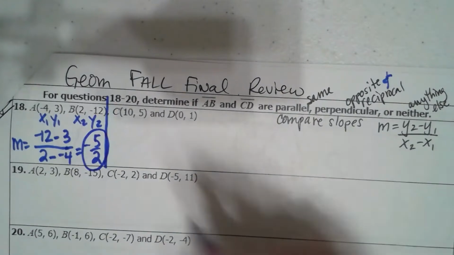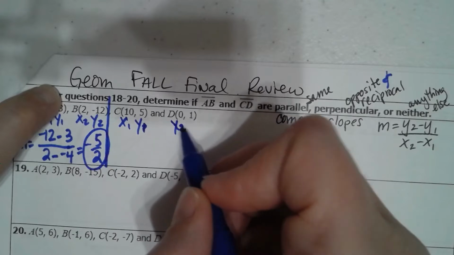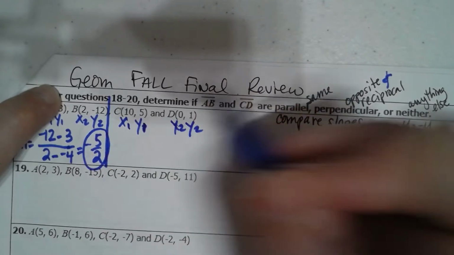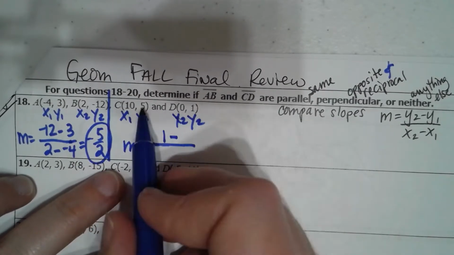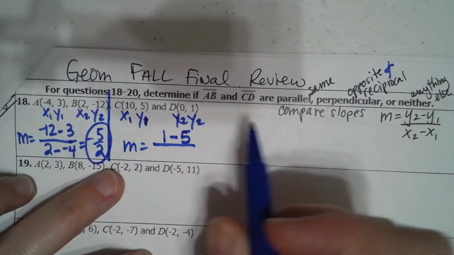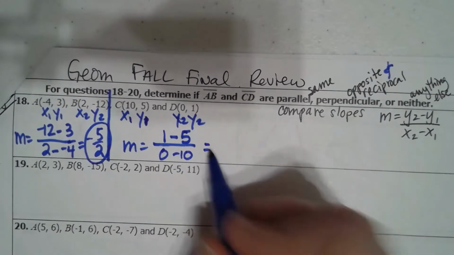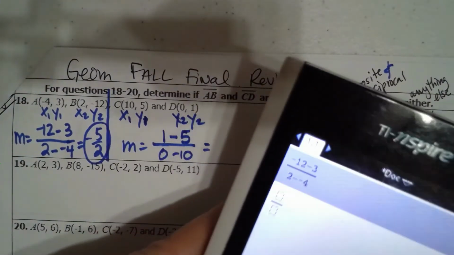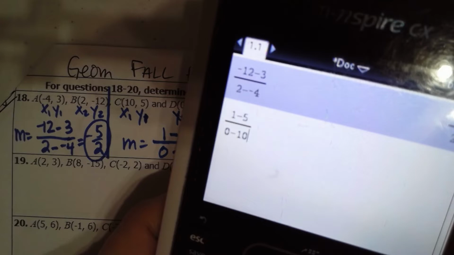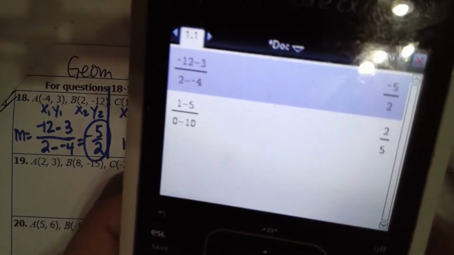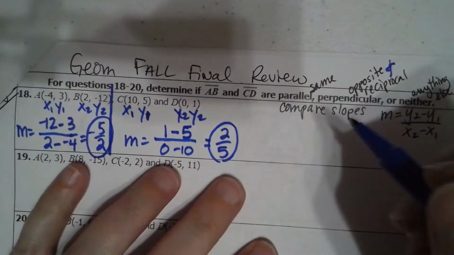And we're going to do the same thing for CD. So this is going to be x1, y1, oops, x2, y2. I can't write. All right, so y2 is 1 and y1 is 5, so 1 minus 5. And then we do the same thing on the bottom, 0 minus 10. So 1 minus 5 over 0 minus 10 gives 2 over 5. All right, well, those are obviously not the same.